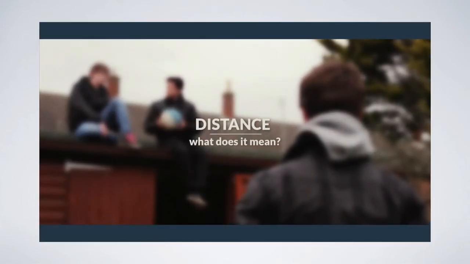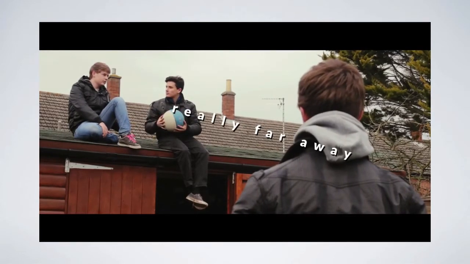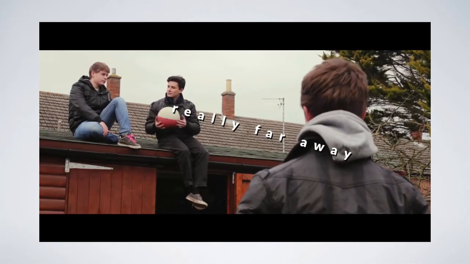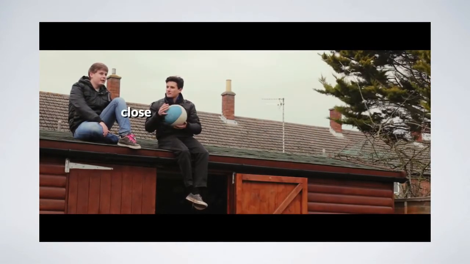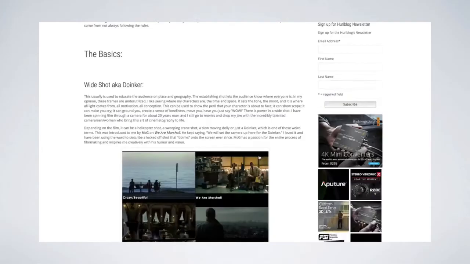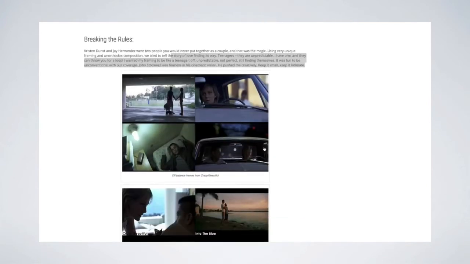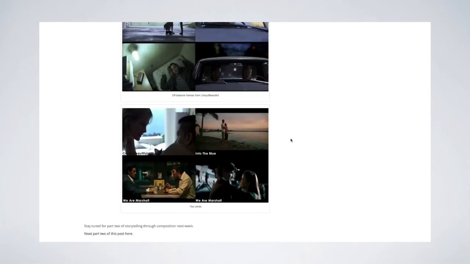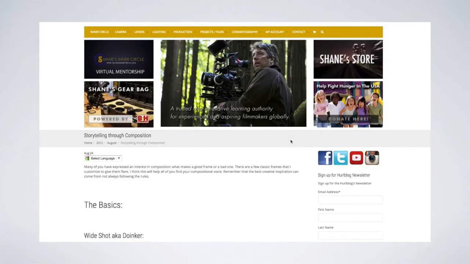So how far away from each other you position characters can say a lot about their relationship. So let's say you have a shot of a kid who's feeling really left out, well, you might actually make some distance between them and the other people to show that emotional distance. And of course you can flip this by having characters close together, which suggests trust and intimacy. And in a great blog post by Shane Halburn, he talks about how in his film Crazy Beautiful he used over-the-shoulder shots with plenty of distance to begin with, but then as their relationship deepened, the gap between them closed.